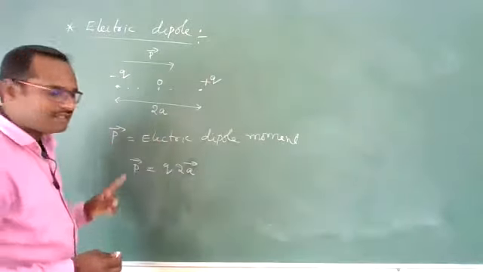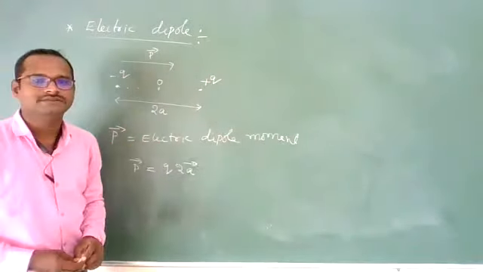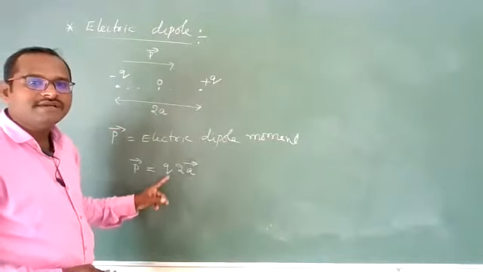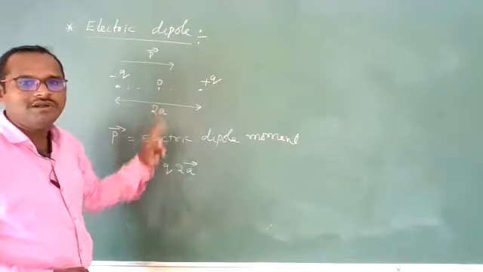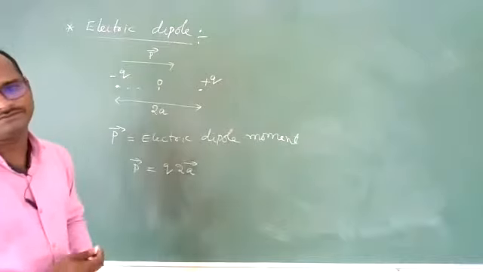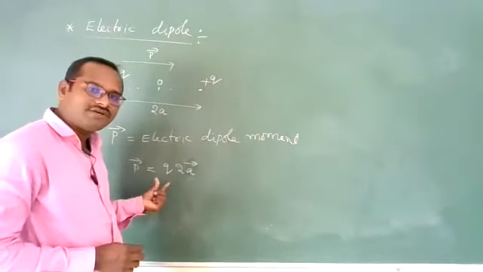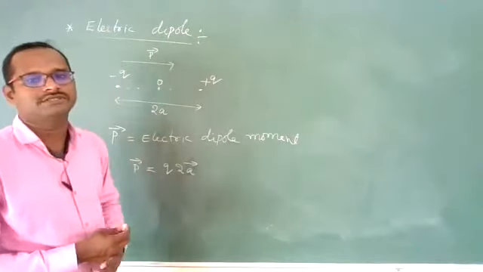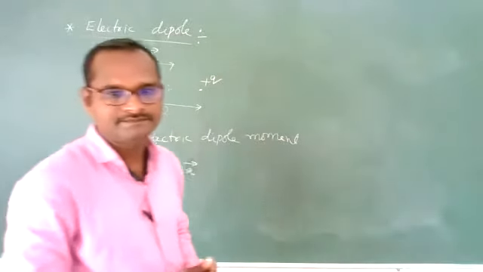Clear, students? What is electric dipole moment? It is the product of any one of the charges of the dipole and the distance between the two charges. That is called the electric dipole moment.